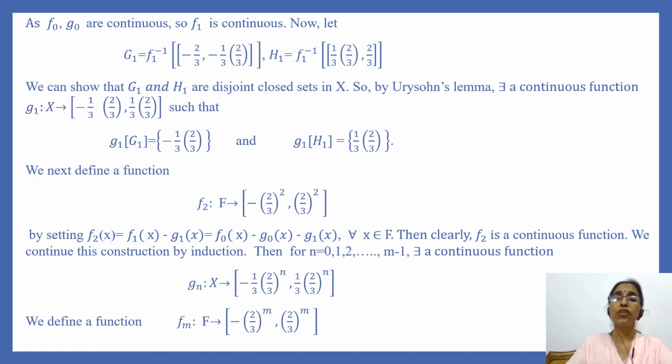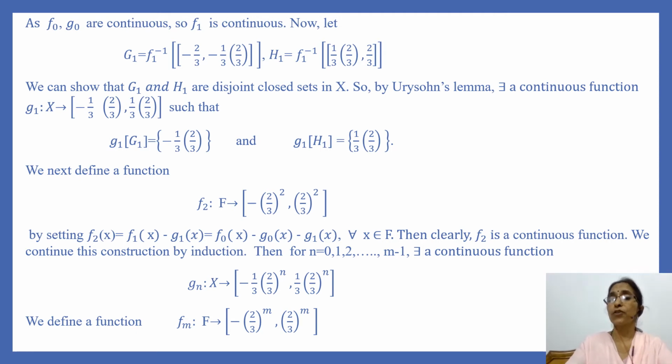As f naught and g naught are continuous functions, so their linear combination is also a continuous function, that is, f1 is continuous. Now let g1 be the inverse image of the closed interval [-2/3, -1/3] under f1, and h1 the inverse image of the closed interval [1/3, 2/3] under f1. Then as before, we can show that both g1 and h1 are closed sets in F, and so they are closed sets in X, and they are disjoint also.